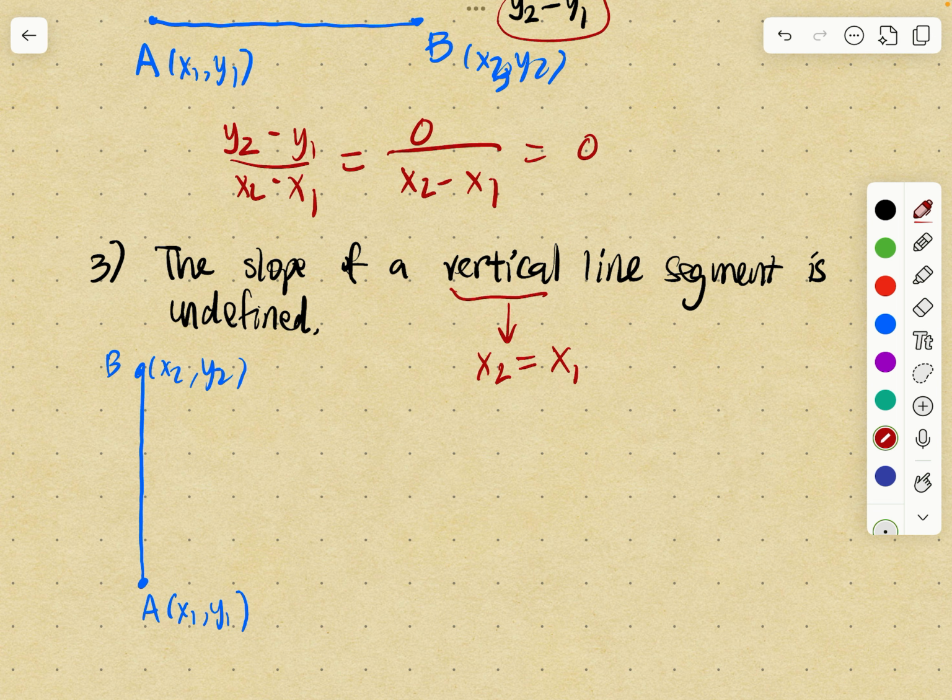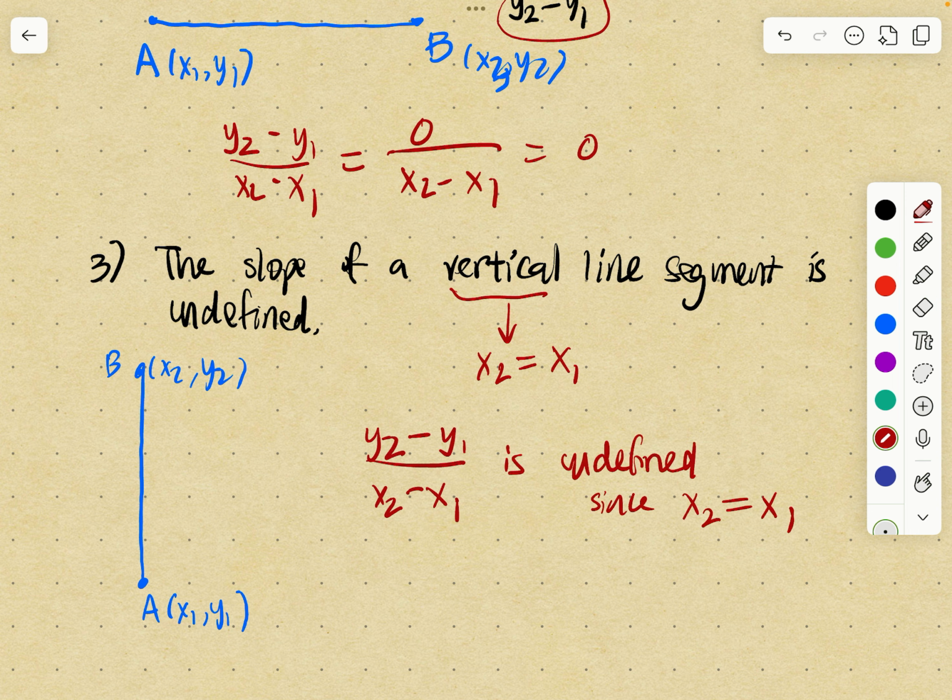So you can see right away from the formula for the slope, which is really the definition of the slope, the way we're defining it, this would be undefined, since x2 is equal to x1, and so x2 minus x1 is 0. So this denominator would be 0, and division by 0 is undefined. Okay?